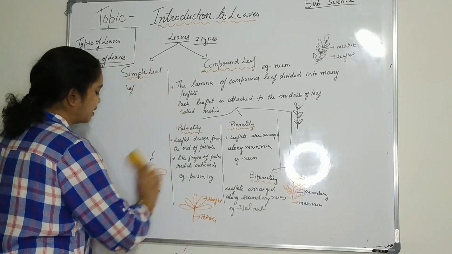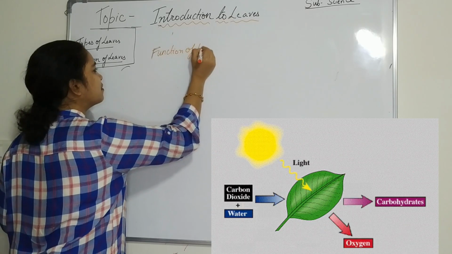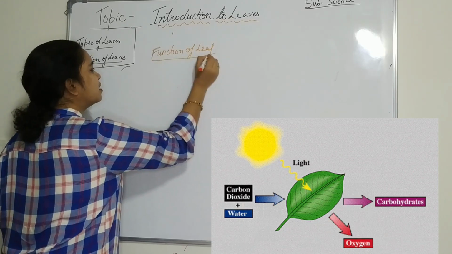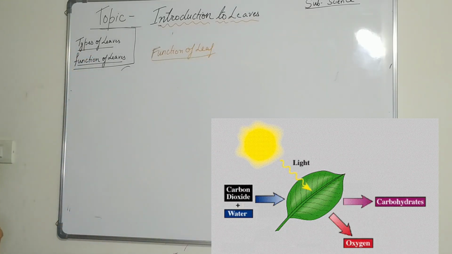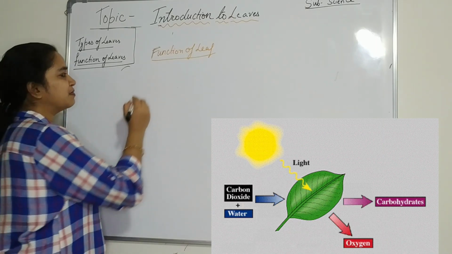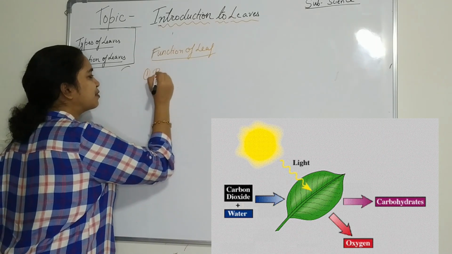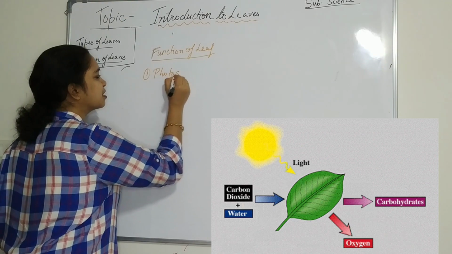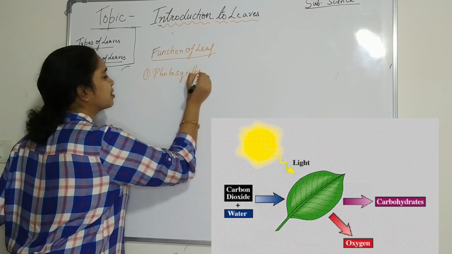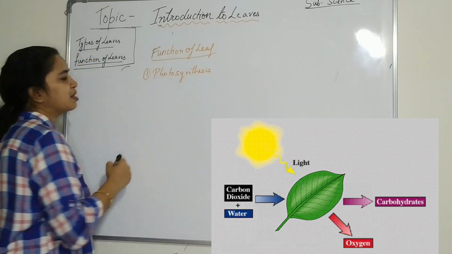Now, what are the functions of a leaf? The leaf has three major functions. What are they? What are the three major functions of the leaf? That is photosynthesis. What do you mean by photosynthesis?